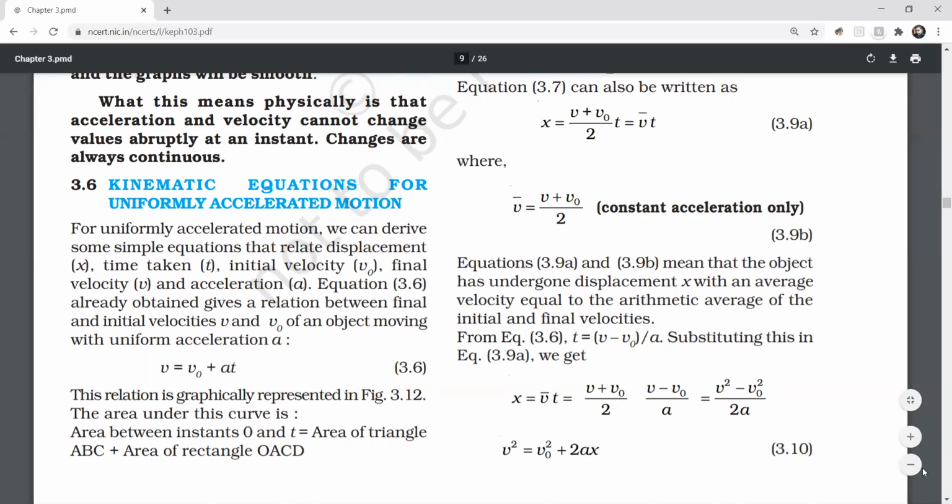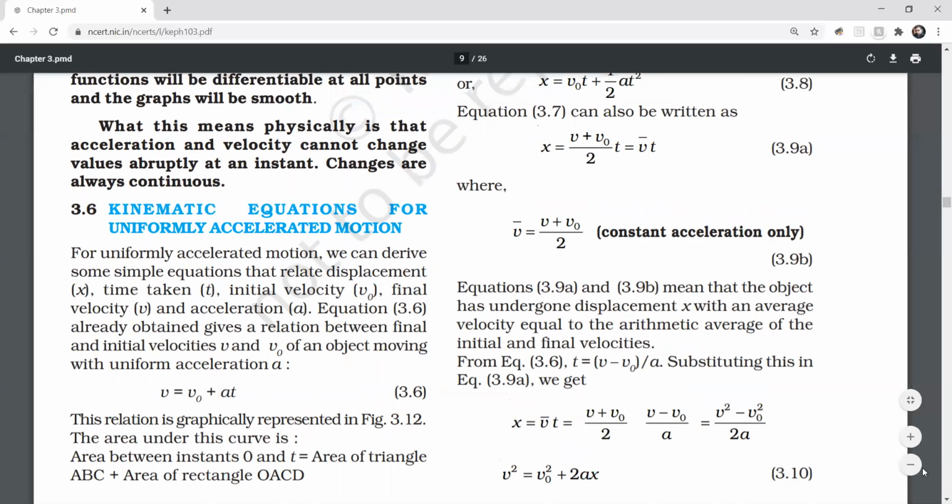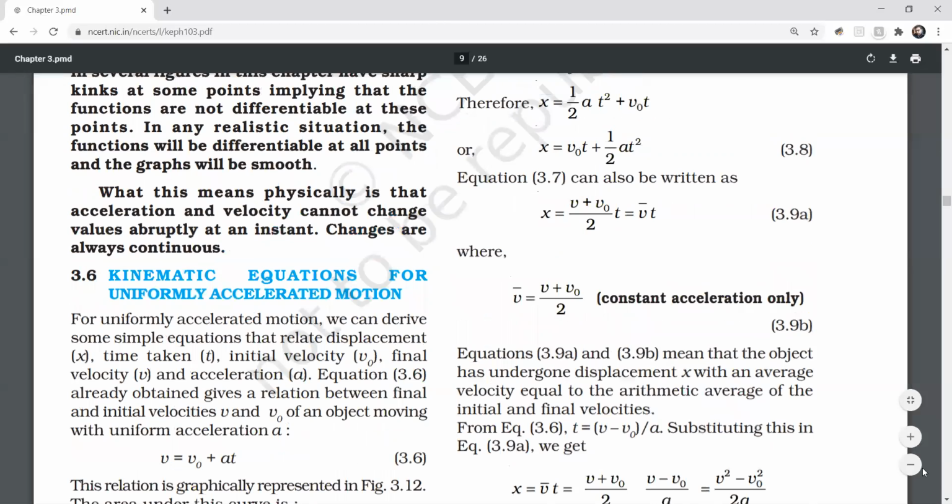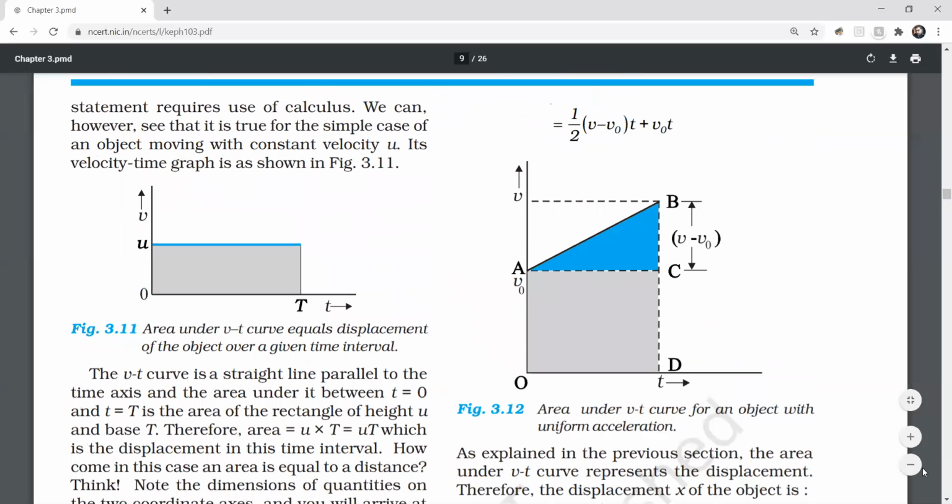So v is equal to v0 plus a, that is acceleration, multiplied by t, that is time. This relation is graphically represented in figure 3.12. The area under this curve, area between instance 0 and t, is the area of triangle ABC plus area of rectangle OACD. So let's see. All right. From the point A to the point B, you see there is uniform acceleration and there is change in velocity. So B to C is a change in velocity that you can see. And you can also see that there is some point in between A to C wherein the velocity was same. So how do we calculate that?